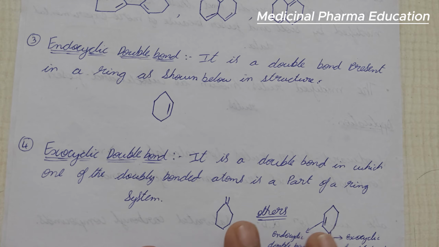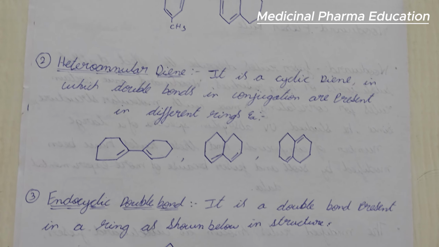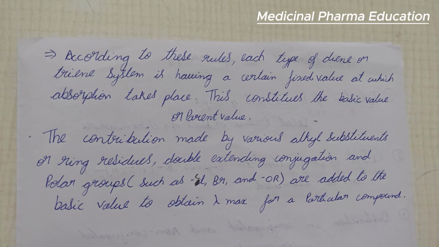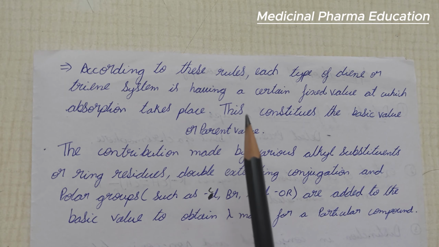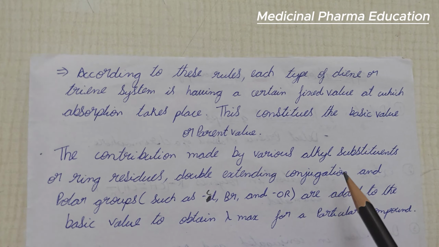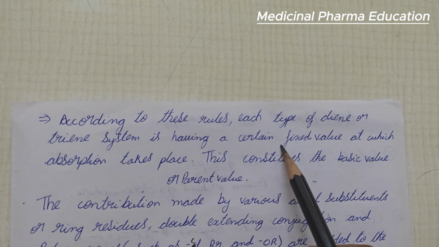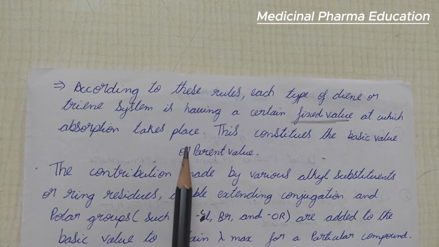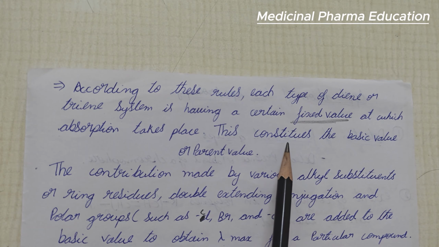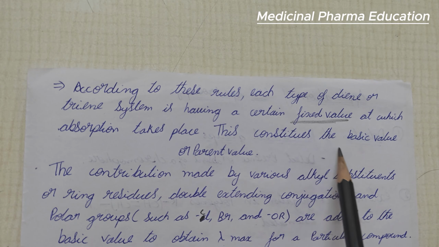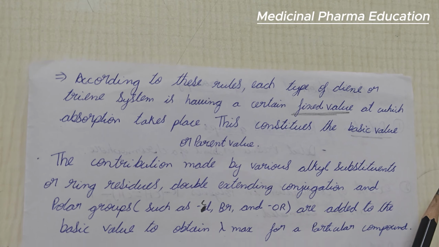These are the basic terms used in calculating lambda max. They are very useful because the formula is based on these terms. According to these rules, each type of diene or triene system has a certain fixed value. Based upon the data Woodward and Fieser studied, they gave fixed values for the structures at which absorption takes place. This constitutes the basic value or parent value. It is a fixed value, also called the basic value or parental value.